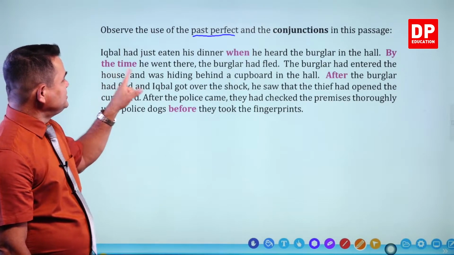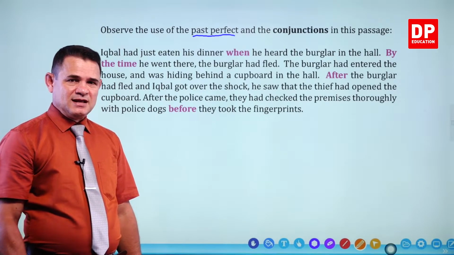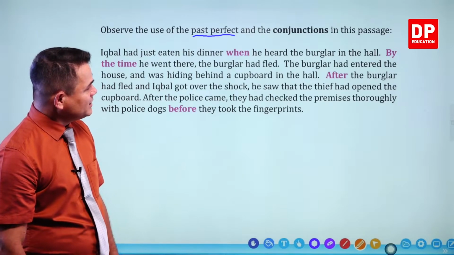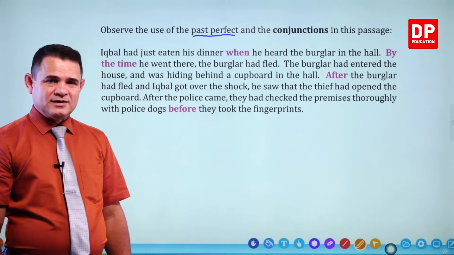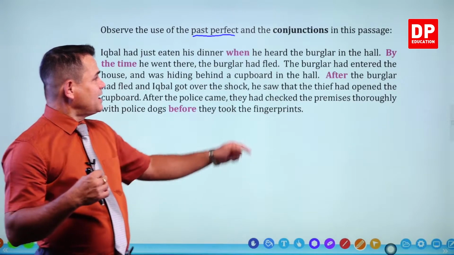Iqbal had just eaten his dinner. Iqbal had just eaten his dinner when he heard the burglar in the hall. Now you can see two actions. Heard, ahuna.